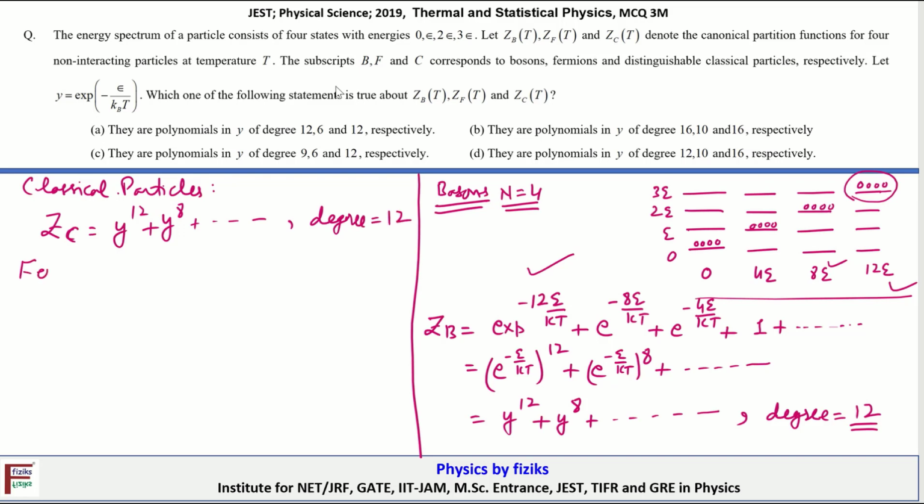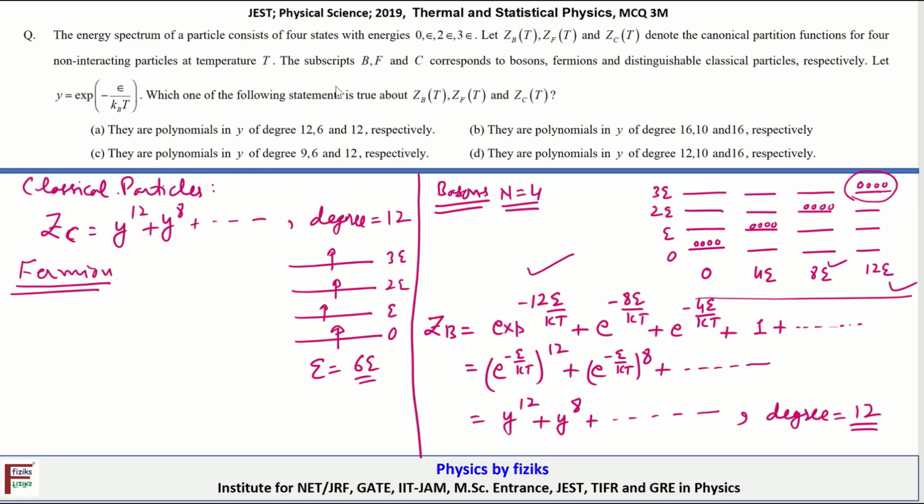Now in case of fermions, we take a look at the condition that fermions need to satisfy: we cannot put more than one fermion in one single particle state. That means we can put only one fermion in a single particle state. So 0, E, 2E and 3E. Here, this is the only one microstate the fermions can access. The total energy of the system is 6 times E, so Z fermion will be exponential minus 6E upon kT, that is equal to y^6.